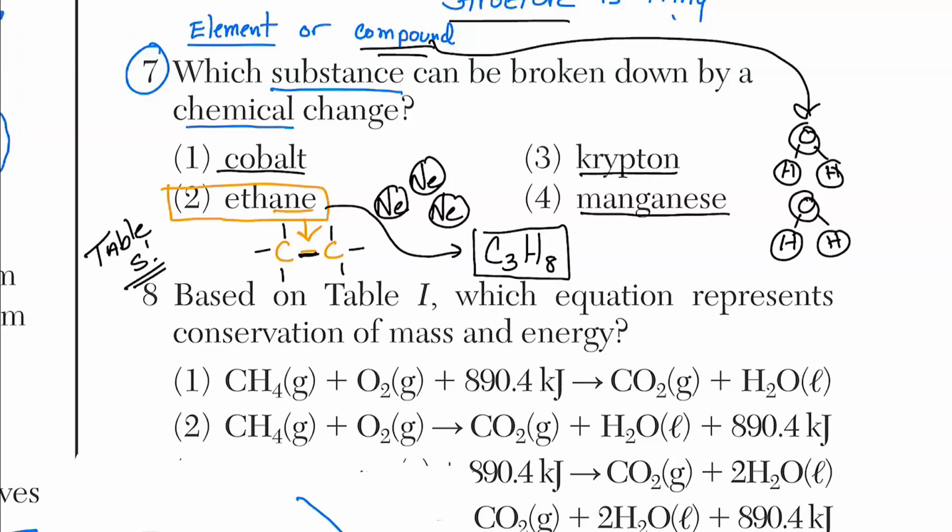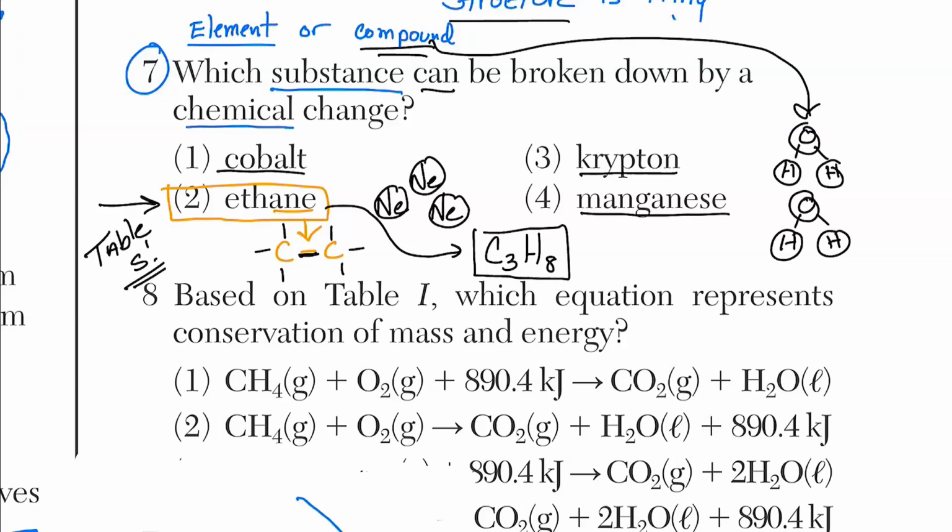Sometimes they'll flip it: which substance can't be broken down. So if it's can't, remember this is can, we'd be looking for elements. Elements are the simplest form of matter in this course. And of course, compounds are 2 or more different elements bonded. Hopefully that helped there. So ethane, of course, is the answer.